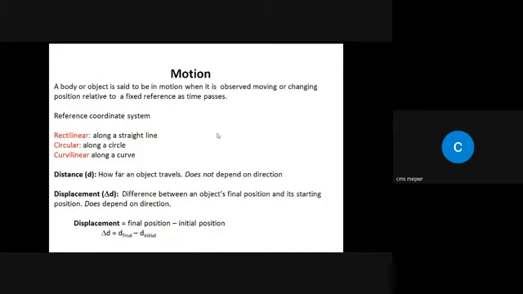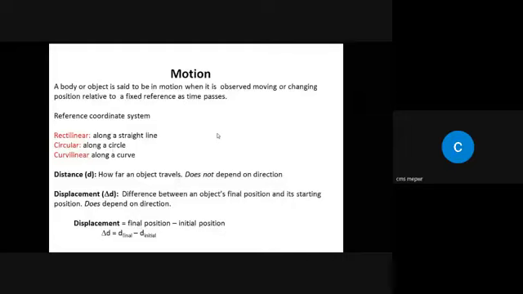Motion. Let's study these different types of motion. That means what sort of motion can we have, as I just explained. A body or object is said to be in motion when it is observed moving or changing position relative to a fixed reference as time passes.